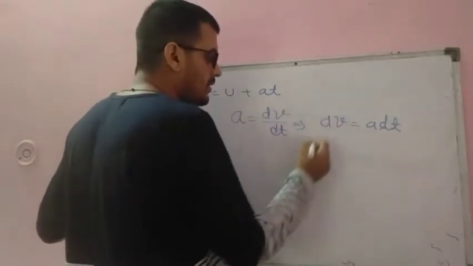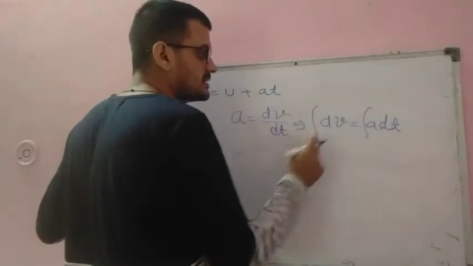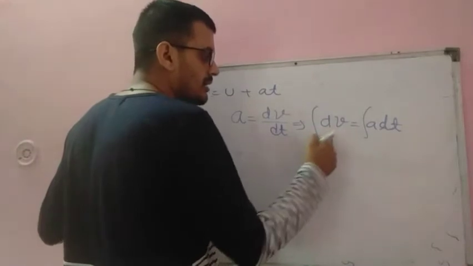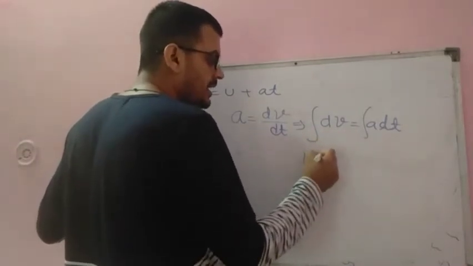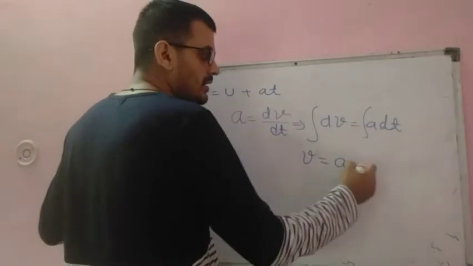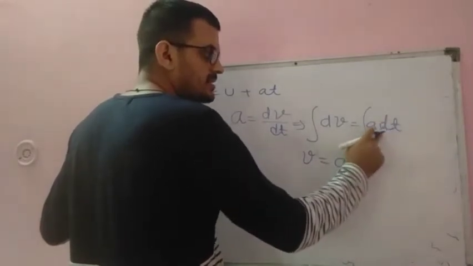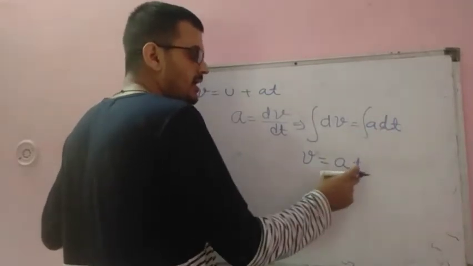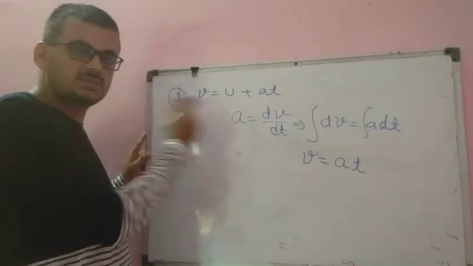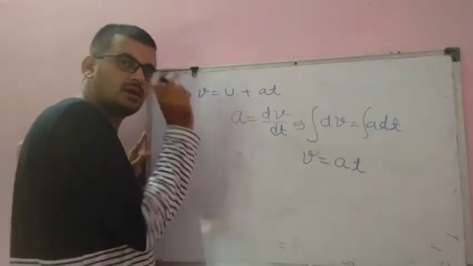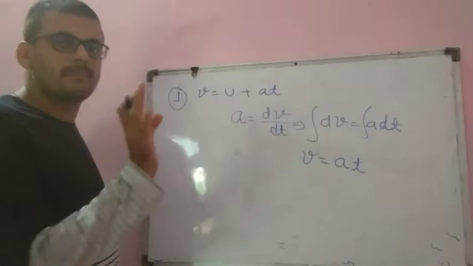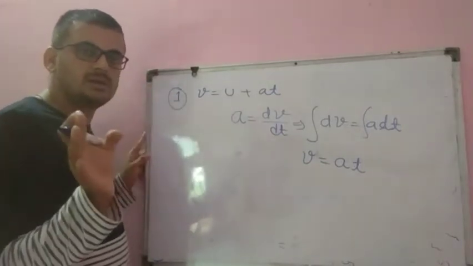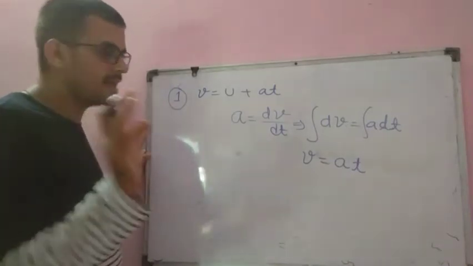So what will we do now? We will integrate it like this. Integration of dv equal to integration of a dt. What will be the integration of dv? It will be v equal to a times the integration of dt, and the integration of dt will be t. a is constant because we are studying these kinematics equations under constant acceleration. The main heading is proof of kinematics equations of motion under constant acceleration.